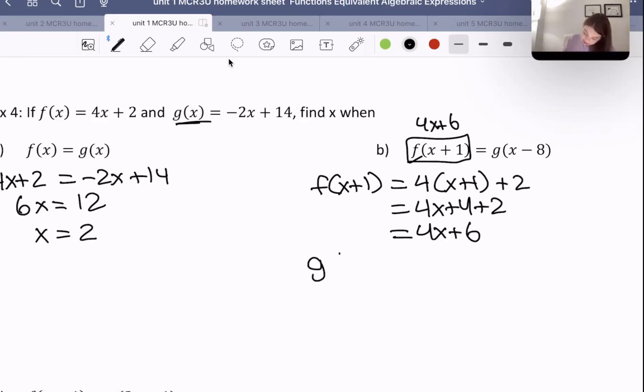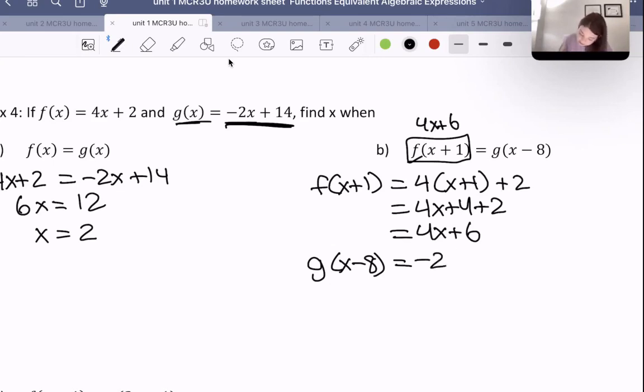Now what about g of x minus 8? Well, I'm going to use the same technique, except this time, whenever I see an x in this equation, I'm going to put x minus 8 instead of just x, right? Because here we're replacing x with whatever's in those brackets that used to have an x. So we're replacing it with x minus 8.